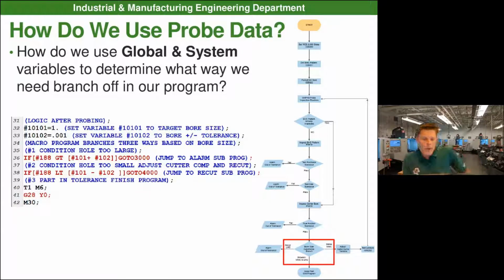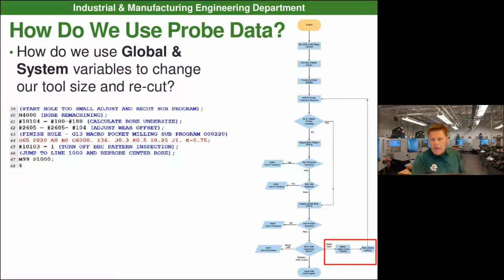So you're probably wondering, well, after we probe, all that logic seemed really confusing to me. Well, really, it's just setting variables, if you think about it. So if we look right here, variable 1 is the size of the hole. Then we've got the tolerance of the hole. And then we just do the logic. If it's bigger, go flunk it. If it's smaller, go recut it. If it's the right size, send the table forward. We're done. That's all the logic has to do to branch those 3 different ways.